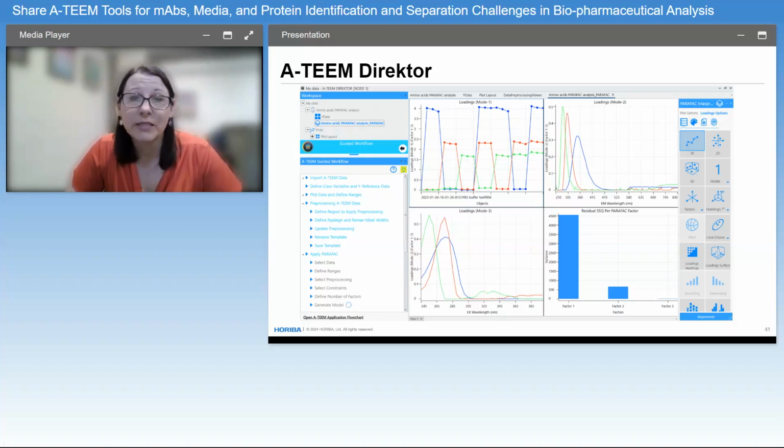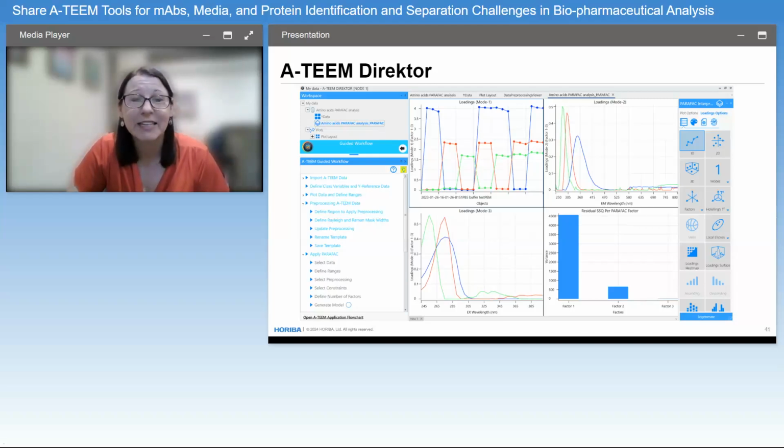A-TEEM Director will be licensed by HORIBA, but the platform was designed with icon-driven graphical menus. You can see the big toolbar on the right side with the icons. So there's a lot of graphically driven menus and easy to follow data analysis processes. For the pharmaceutical industry, A-TEEM Director specifically provides login authentication and a full audit trail throughout the analysis process.